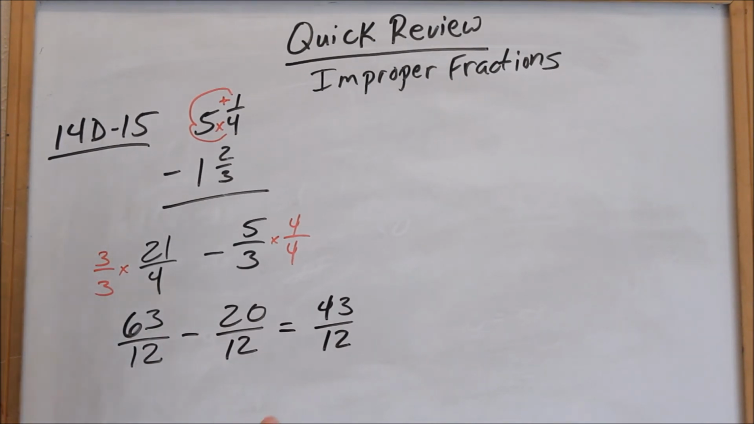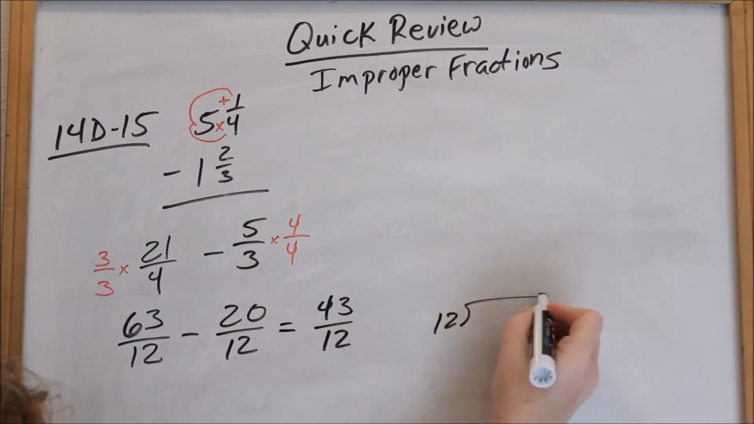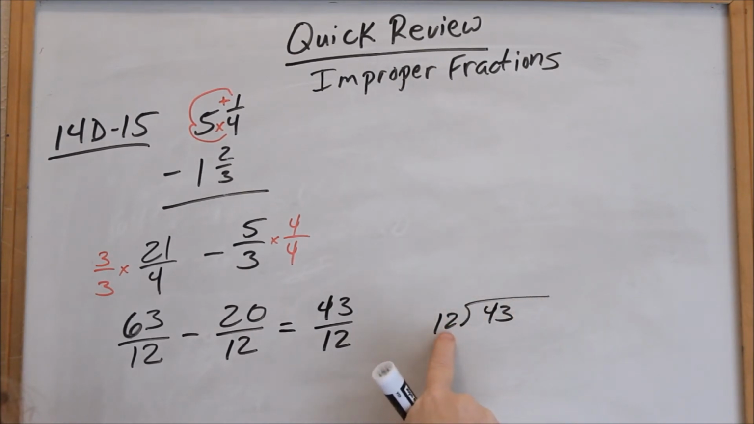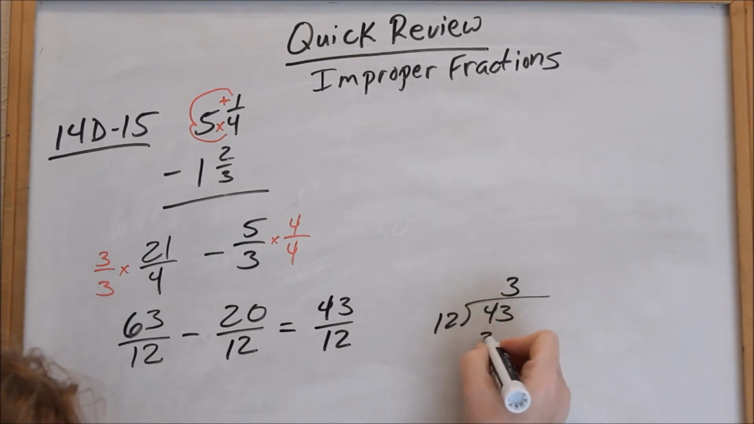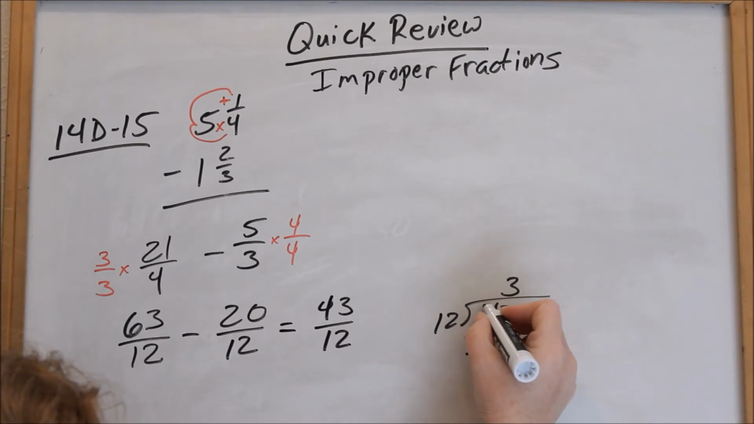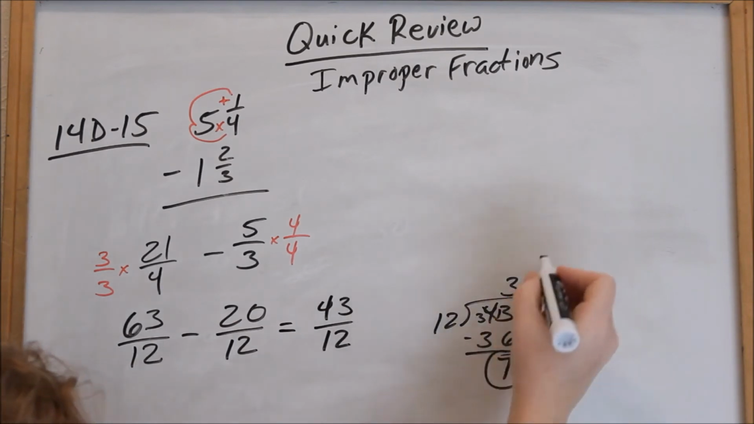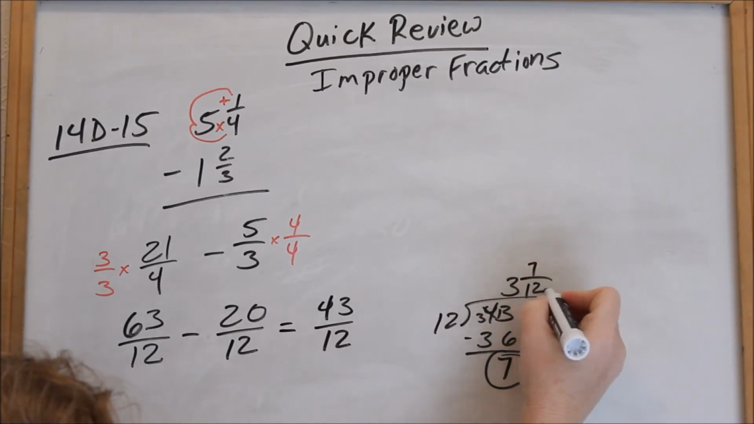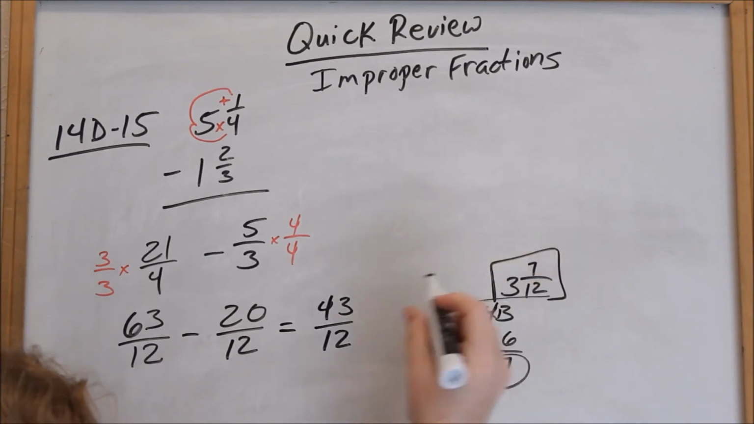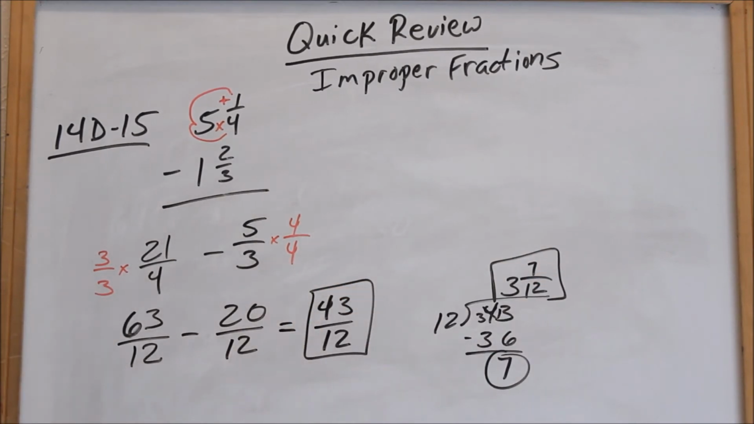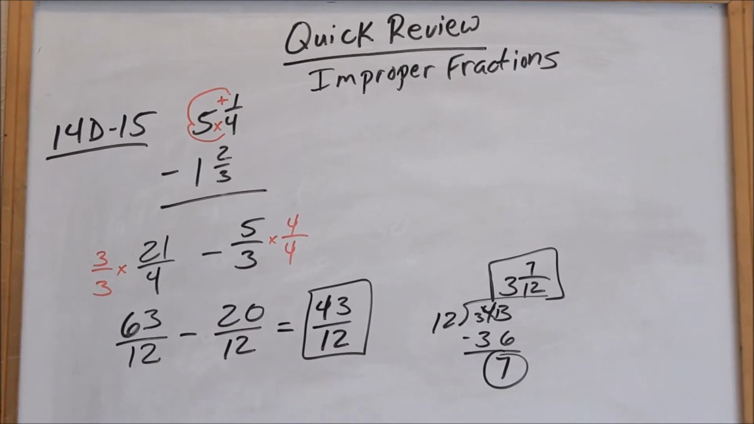And then turn that back into a mixed number. Look to see if that can reduce, but that can't reduce. And then turn this back into a mixed number. The most 12 goes into 43, I think, is 3. 3 times 12, 36. 7. And so then this is your new remainder. Your remainder is your new numerator. And then your denominator always stays the same. So 3 and 7 twelfths or 43 twelfths. They should be the same thing.